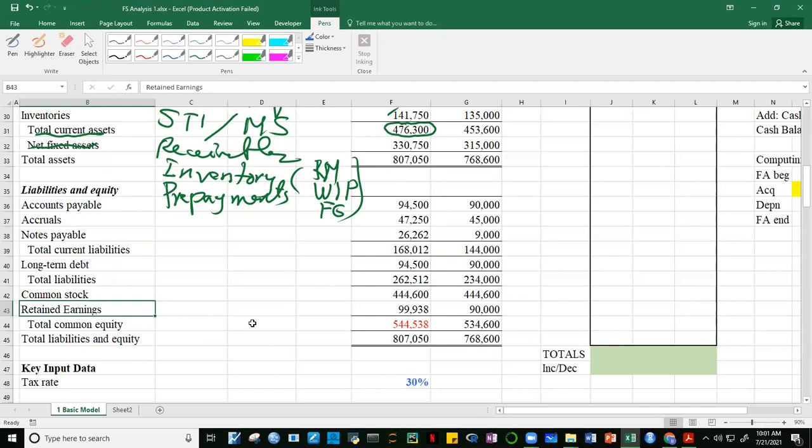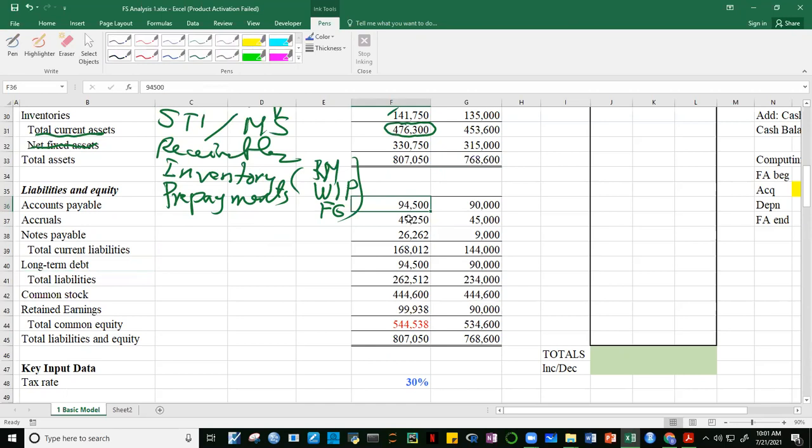In common stock, ownership is divided into shares of stock. So we have this account, common stock, and then retained earnings. The sum of these two is what we call your total common equity. For liabilities, we have total current liabilities and long-term, so that's your total liabilities. Okay, so accounts payable, accruals.